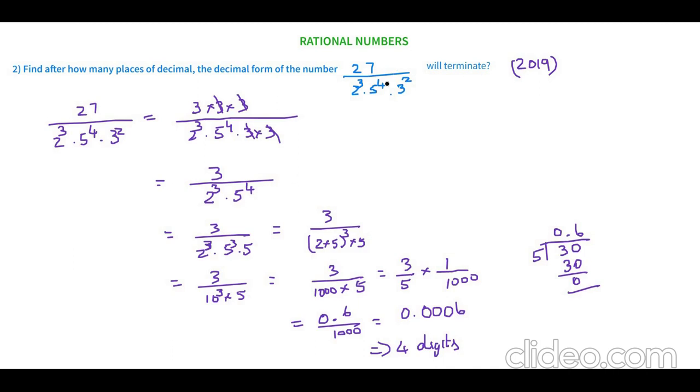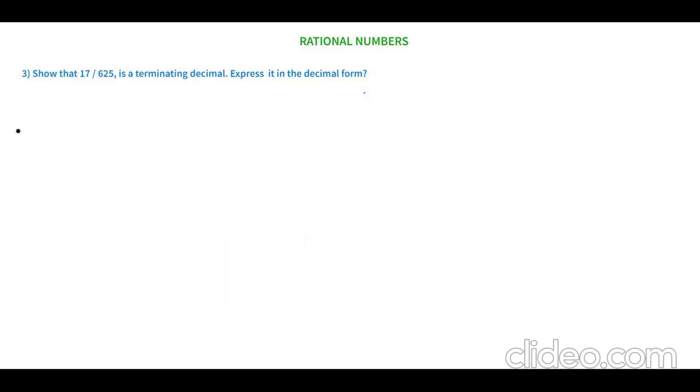Isn't it easy? We will take the number, reduce it into the lowest form, do all these steps, and then we can know that it will terminate. That means it will stop after the 4th digit. So isn't it easy? Now let's see the third example for today. The third example is, show that 17 by 625 is a terminating decimal. Express it in decimal form.